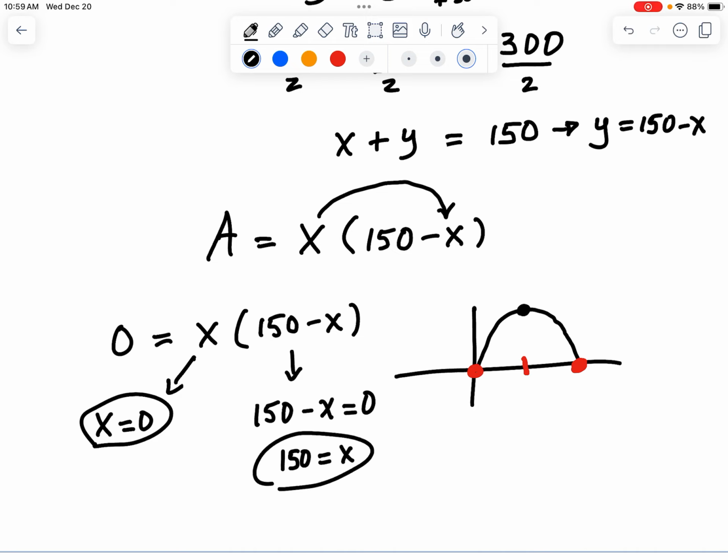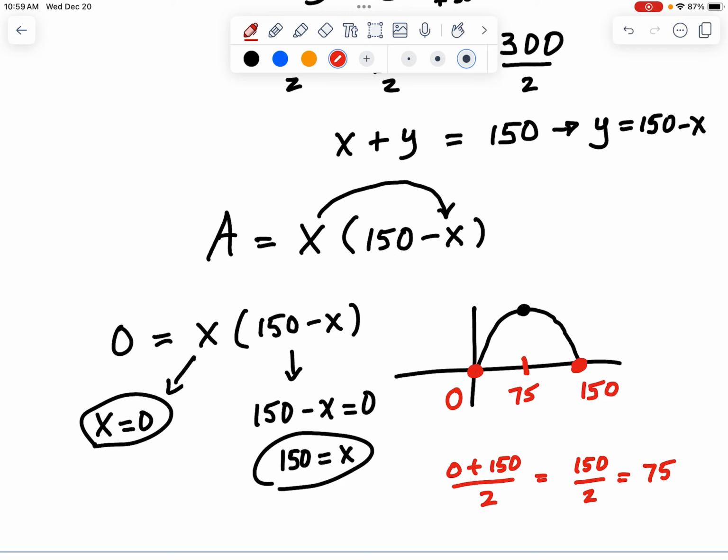So this red dot is when area equals 0, and this is when x equals 150. And then what's in the middle of a 0 and a 150? Well, you can just add them together and divide by 2. And then 150 divided by 2 is 75. So this is 75. And because we were working with x, that means x equals 75.